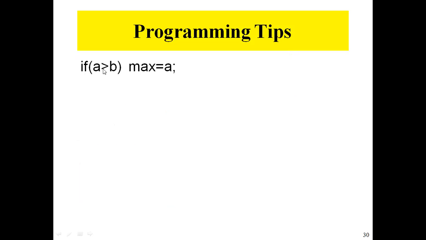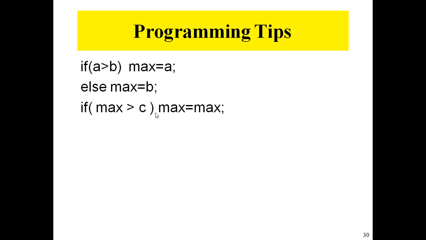Then if A is greater than B, max equal to A, else max equal to B. If max greater than C, max equal to max, else max equal to C. See here, sometimes like this, max equal to max and max equal to C. In this case, you can just avoid this because max equal to max is nonsense. त्याचा काही use होत नसतो. Max मध्ये max आहेच ना. What you're trying to say, max equal to max means what?